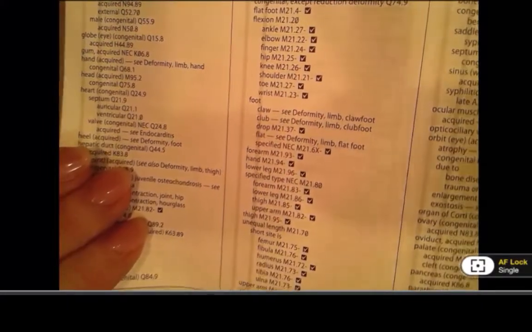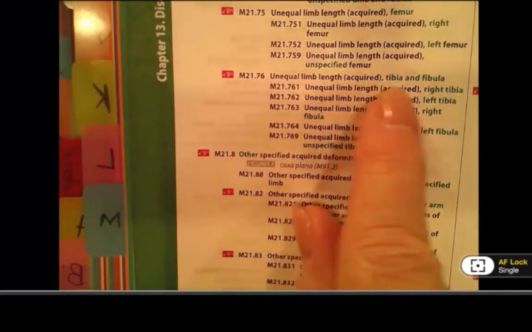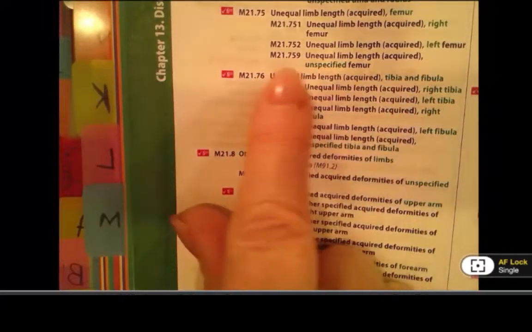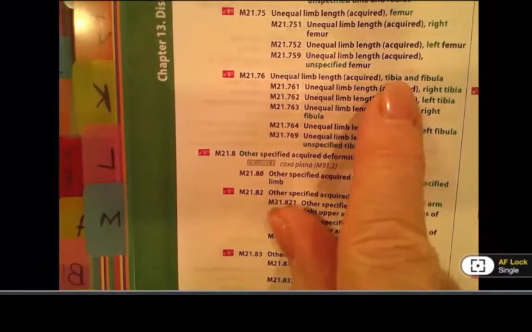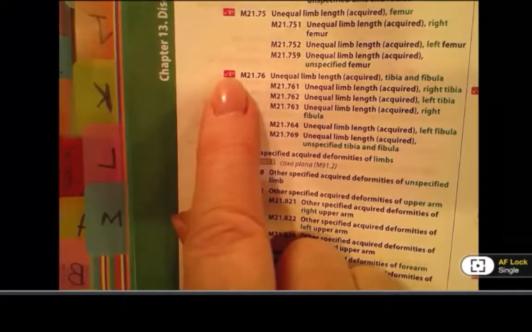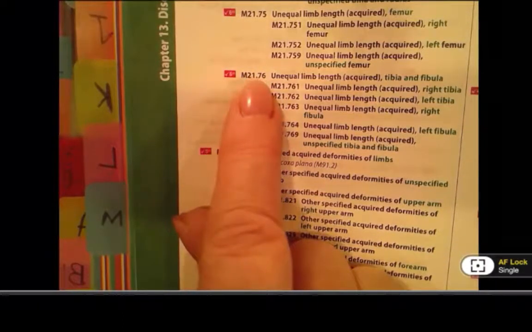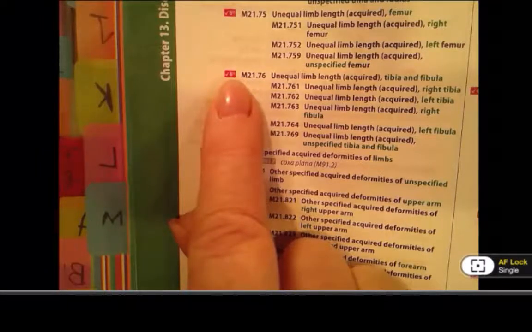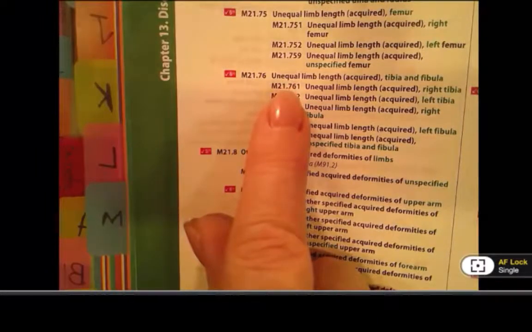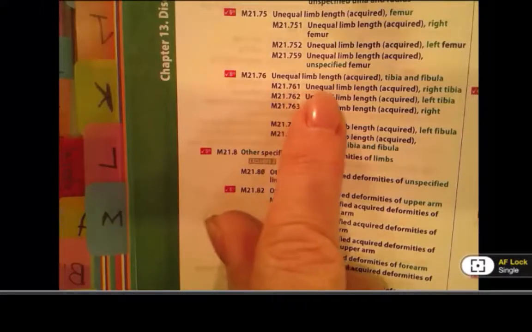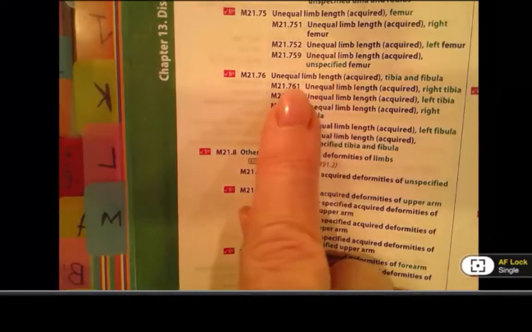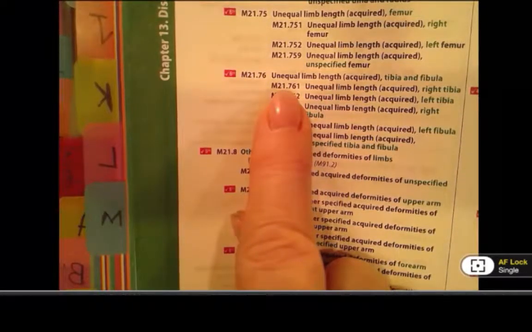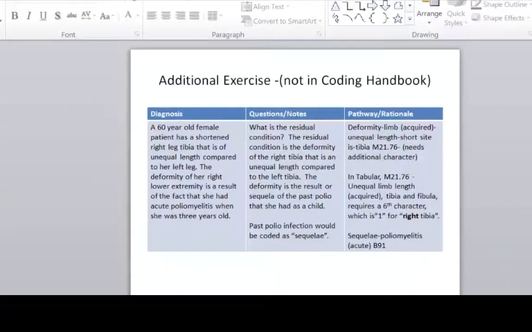So we then go to our tabular. Unequal limb length, acquired, tibia, and fibula. You notice that this category code right here is for the tibia and the fibula. But we also notice that a sixth character is needed. Five characters are given. A sixth character is needed, so we're going to read through these sub-terms and codes until we get to what we want, and in this case, the first one is what we want. It's her right tibia. So our full code is M21.761.